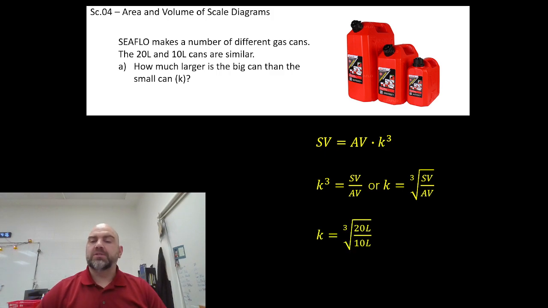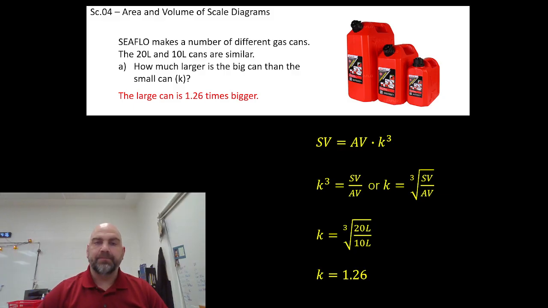So plug the numbers in. 20 divided by 10 is 2. The cube root of 2 is 1.26, which means that the large can is 1.26 times bigger, dimension-wise, than the smaller can. Now, here's the next part.